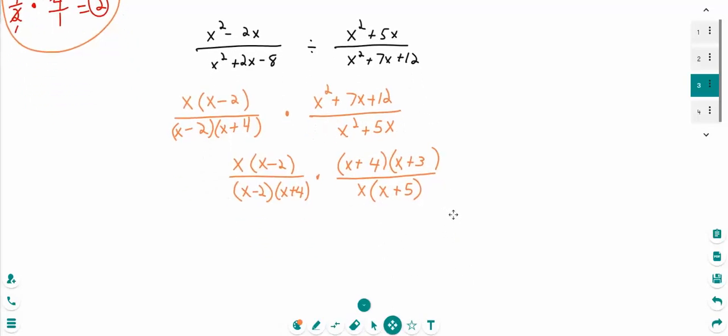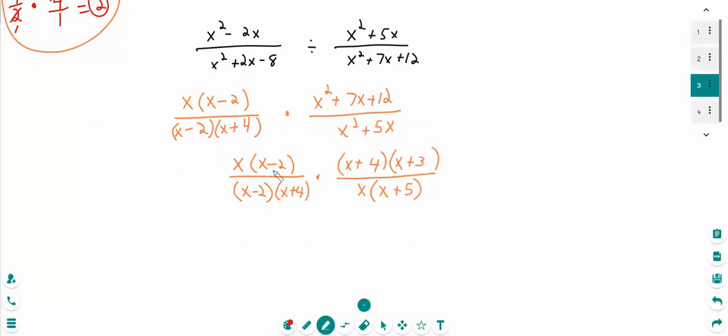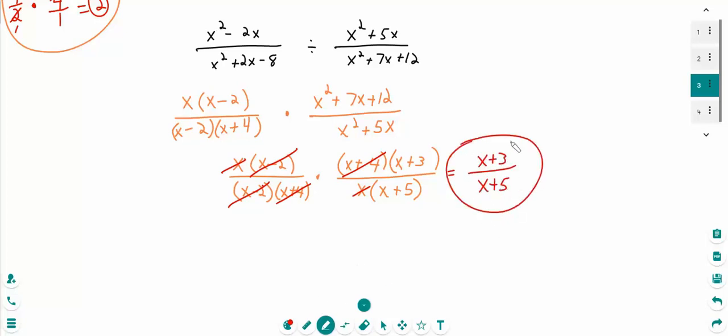Now at this point, again, this is the fun part. This is where we get to cross things out. So what can we do? Well, the x minus 2 can eliminate the x minus 2. We can cross-cancel the x and the x, cross-cancel the x plus 4 and the x plus 4, and we're left with x plus 3 over x plus 5. There we are. There would be our answer.